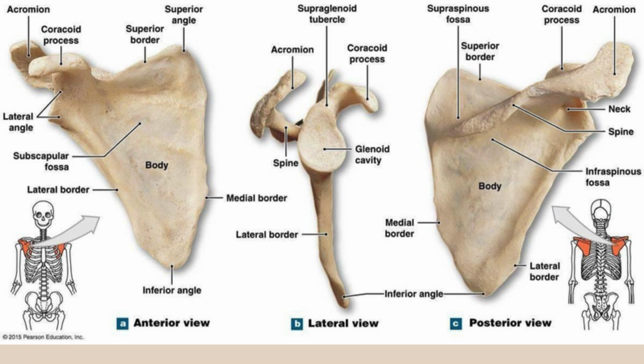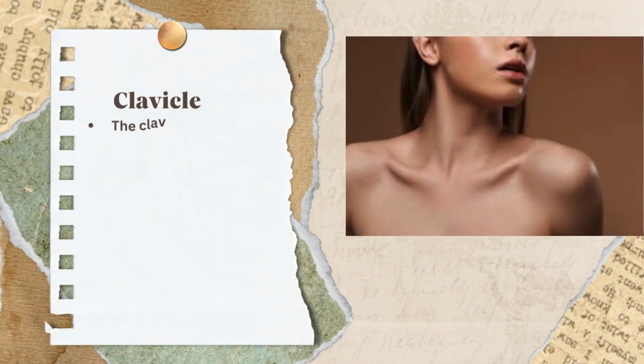Acromion process: the lateral extension of the scapular spine that articulates with the clavicle to form the acromioclavicular joint. Coracoid process: a hook-like projection on the anterior aspect of the scapula, providing attachment for muscles and ligaments. Glenoid cavity, or glenoid fossa: a shallow, concave depression on the lateral aspect of the scapula, serving as the socket for the head of the humerus to form the glenohumeral joint.